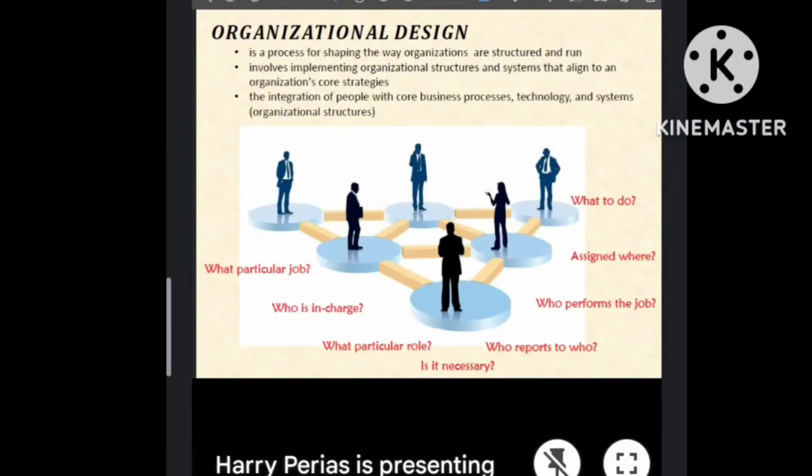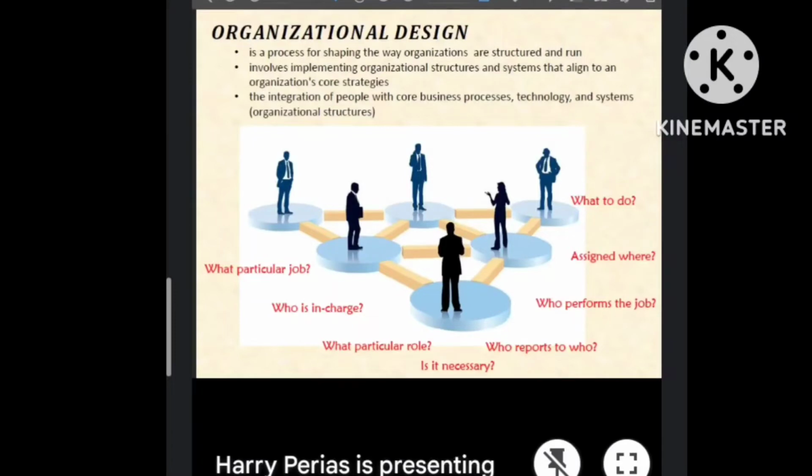So ano nga ba ang organizational design? So it is a process of shaping the way organizations are structured and run. So it involves implementing organizational structures and systems that align to an organizational core strategies. It is the integration of people with core business processes, technology, and systems, or the organizational structures in short. So, kapag sinabi natin organizational design, we always think of the following questions.